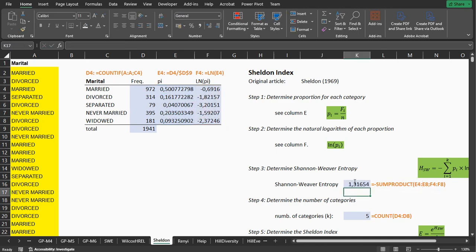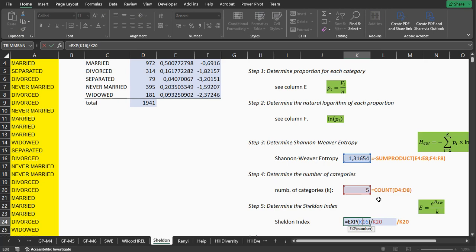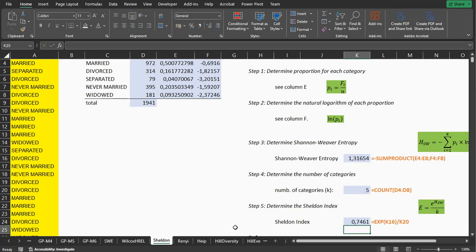Then there's the Sheldon Index, similar as with the Shannon entropy. Again, the sum, you even calculate that one, but you now adjust it for the number of categories. So you raise e to the power of that Shannon-Weaver entropy, and then you divide it by the number of categories.